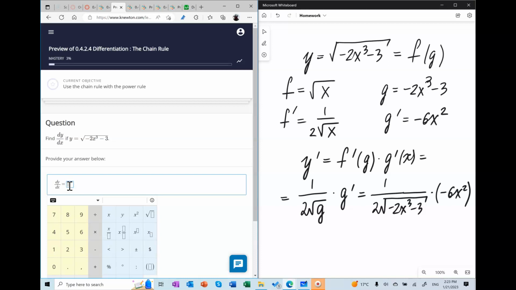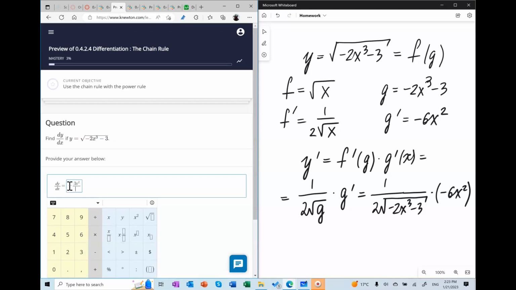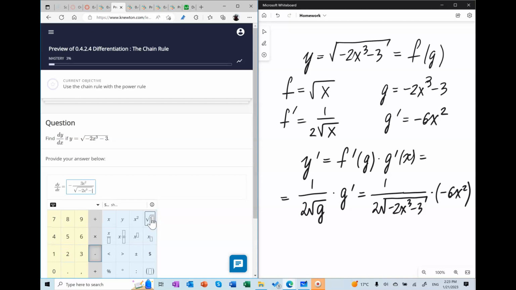And of course we can reduce it by 2, so in the numerator we have negative 3x squared divided by square root of negative 2x cubed minus 3.